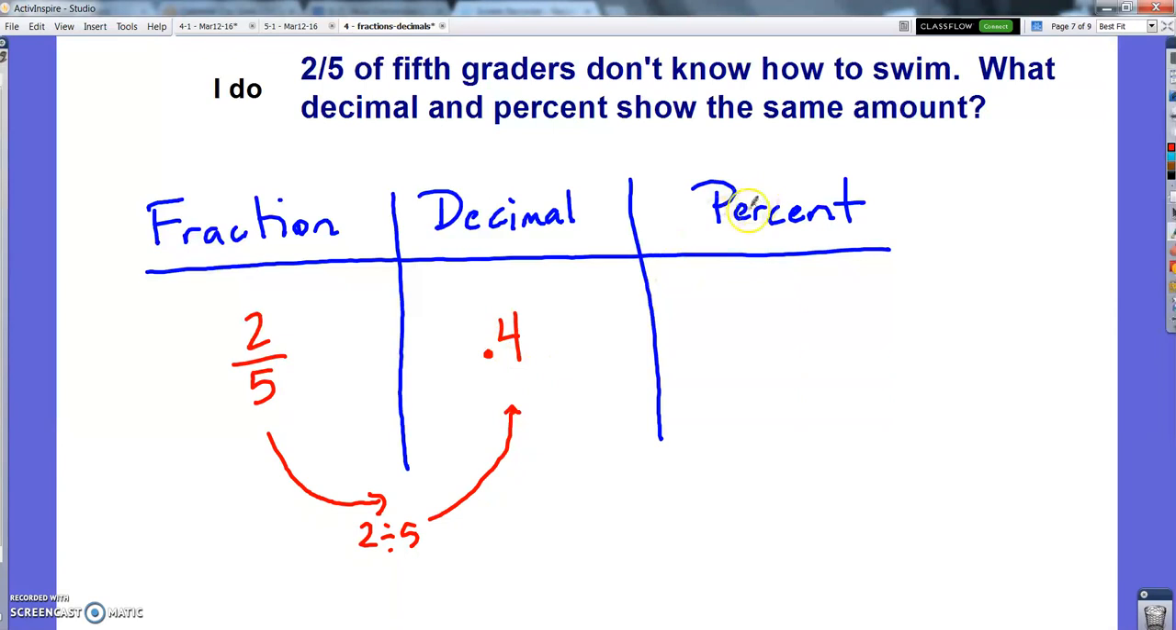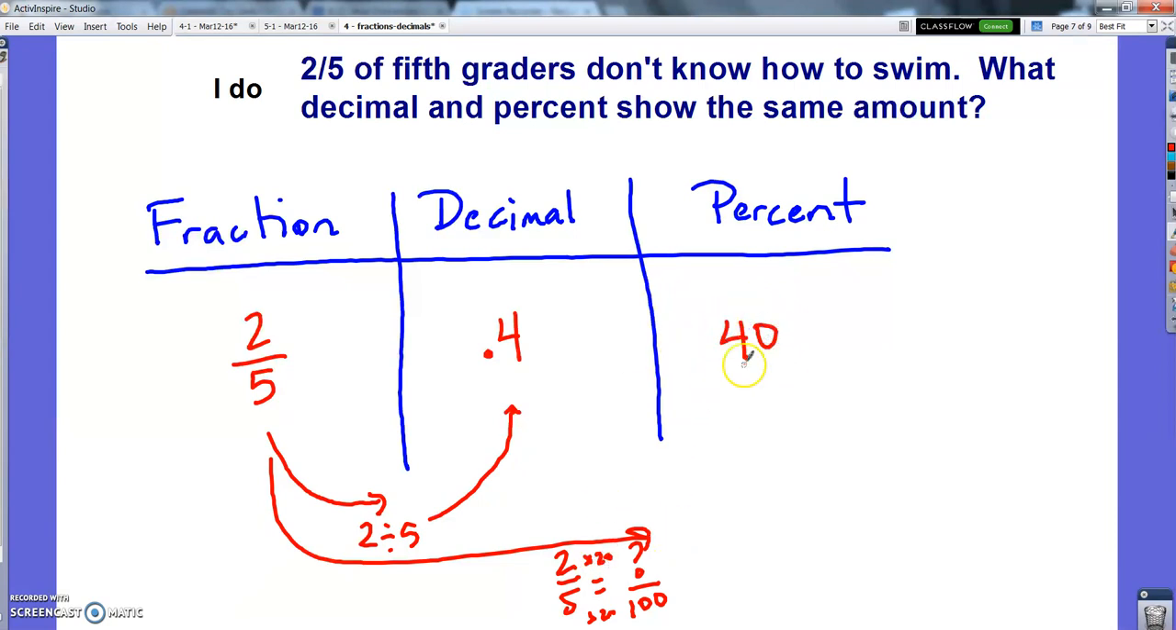Let's see, so now I got to get to a percent here. 4/10 is hard to get to a percent. So I'm going to go back to my fraction and say, okay, 2 out of 5 is equal to what out of 100? Use all the tools in my toolbox since I couldn't go from that to that. And that is times 20. So looks like 40 out of every 100, or 40% of 5th graders don't know how to swim.